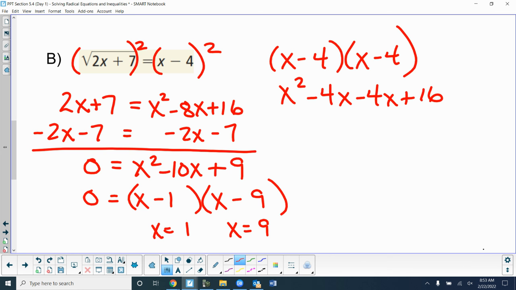Let's check them. What's 2 times 1? 2 plus 7, 9. What's the square root of 9? 3. What's 1 minus 4? Negative 3. Does 3 equal negative 3? No. What's 2 times 9? 18. Plus 7. 25. Square root of 25? 5. What's 9 minus 4? 5. It works.